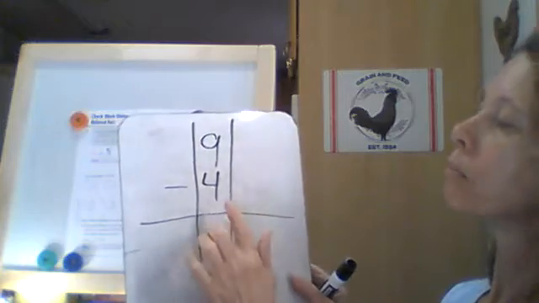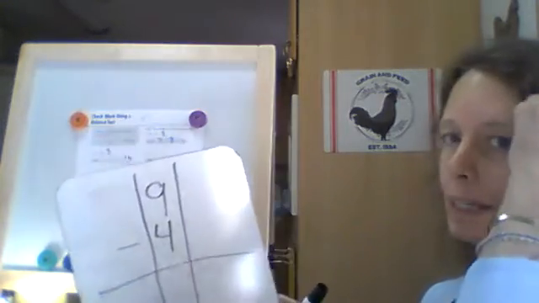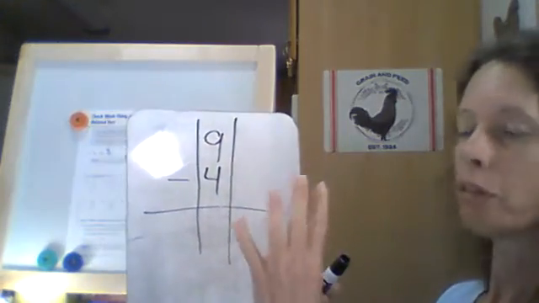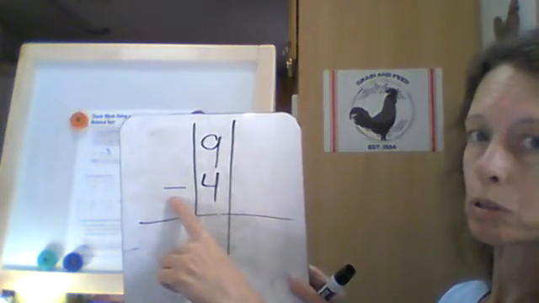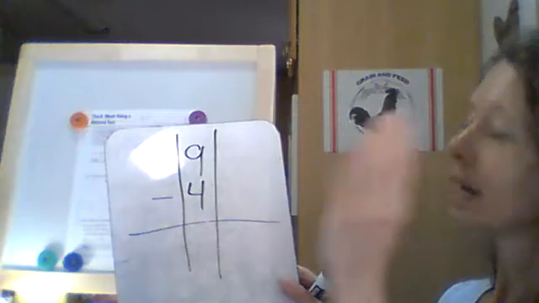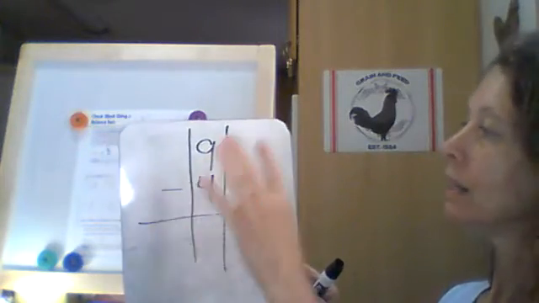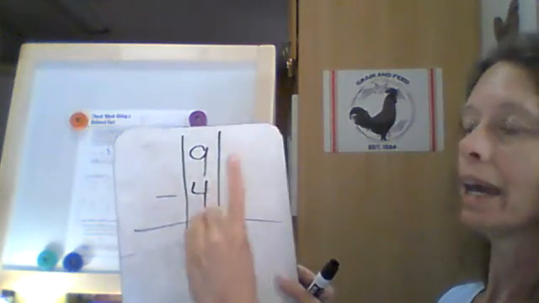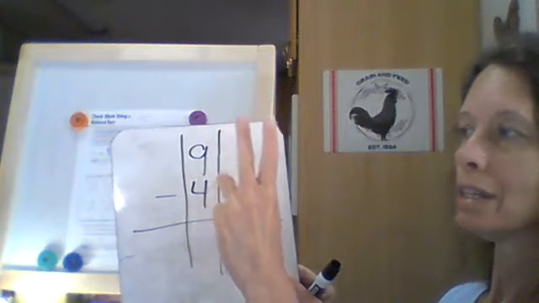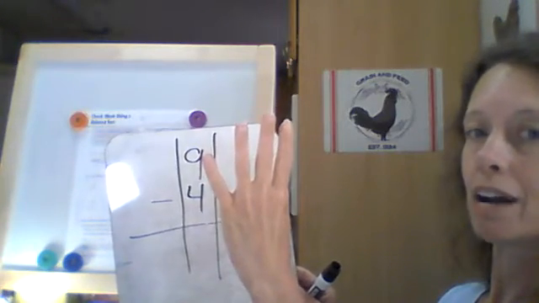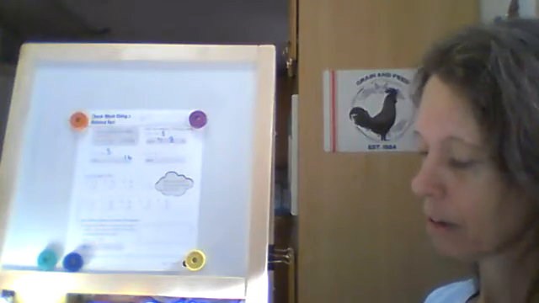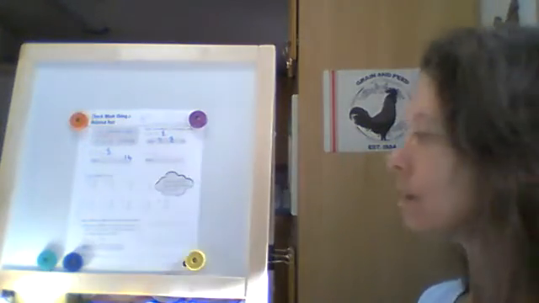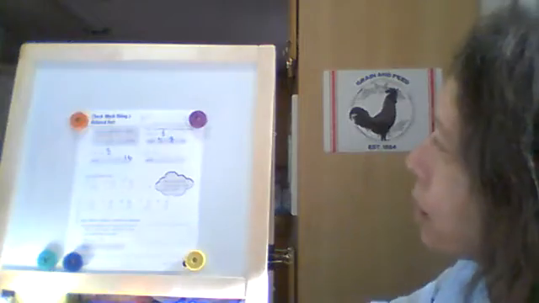Okay, so let's count back. So we put 9 in my head and 4 on my fingers. And remember, this tells me I'm counting backwards. So we're going to start with 9 and count backwards. You ready? 9, 8, 7, 6, 5. Okay, my answer is 5. All right, then you'll transfer that to your paper. 5 is your answer.